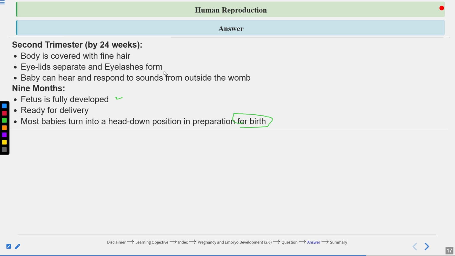Okay, clear? So you should note here that each trimester is for 12 weeks. Okay, then you can see this is the second trimester. Means it will be of 24 weeks because one trimester is of 12 weeks. Then after 9 months, the fetus is fully developed. Okay, and the fetus, you can say, turns into a head down position.